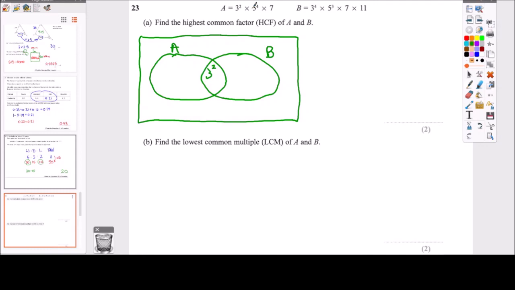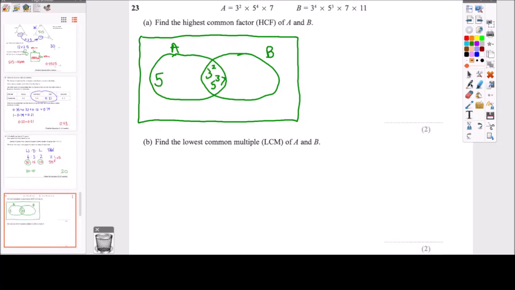Looking at the 5s, we've got 3 here, 4 here. So the highest common to both is 5 cubed. And then we've got a 7 in common. So we can also put a 7 in the middle. And what are we left with then? A, we've got the 3 squared, we've got 5 cubed, so that's just a 5. We've already got the 7. So A overall has got a 3 squared, a 5 to the power of 4, and a 7.